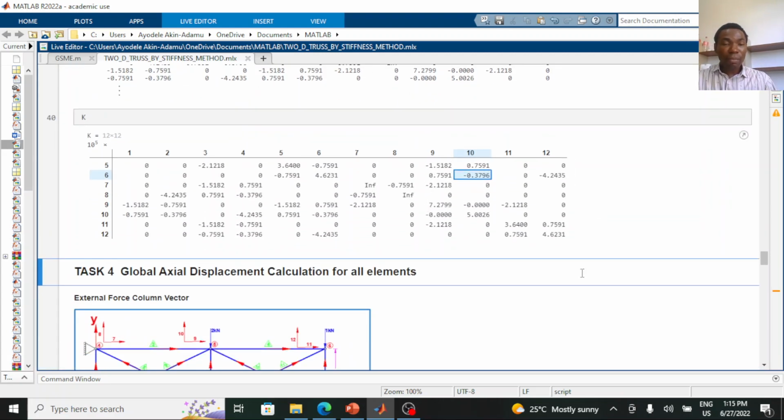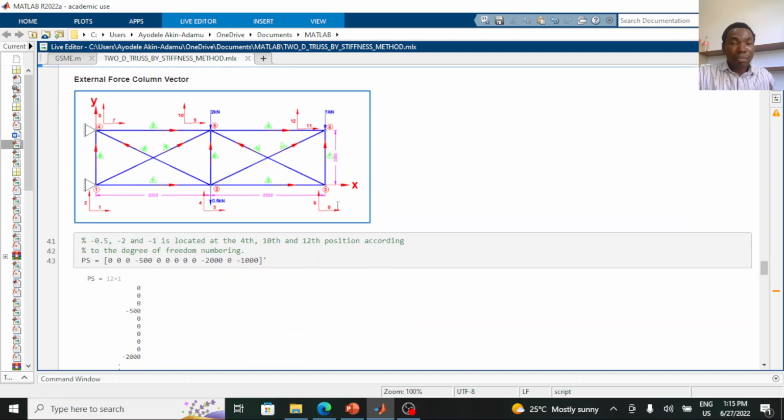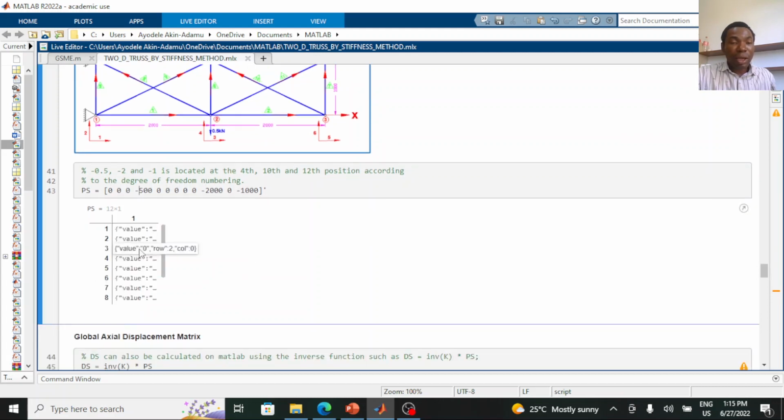Once we have assembled our modified global stiffness matrix, we need to define our force vector. That is the vector of all the forces at each node. The size of the force vector is the number of degrees of freedom. In this question, we have 12 degrees of freedom. So it means that our force vector will be a 12 by 1 matrix. That's why we have a 12 by 1 matrix defined here.